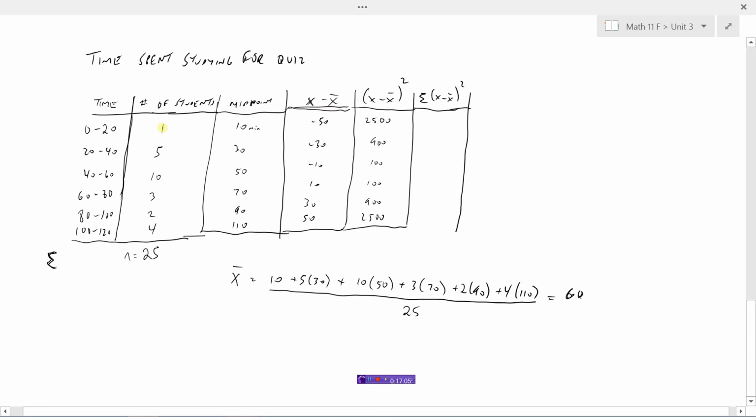So we have one student with a difference of the mean squared at 2,500. Here I have a difference of 900, but I've got 5 of those, so 5 times 900 would be 4,500. I'm going to have 10 students with a difference of 100, so that's 1,000. 3 students with a difference of 100, that's 300. 2 students with a difference of 900, 1,800. 4 students at 2,500, which is 10,000.